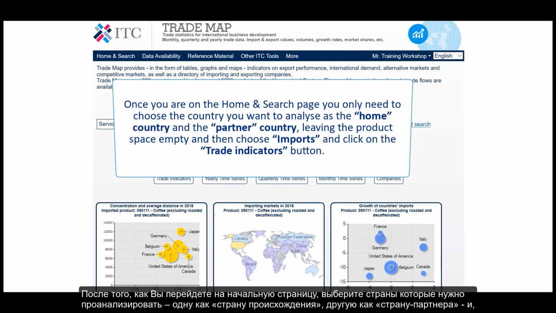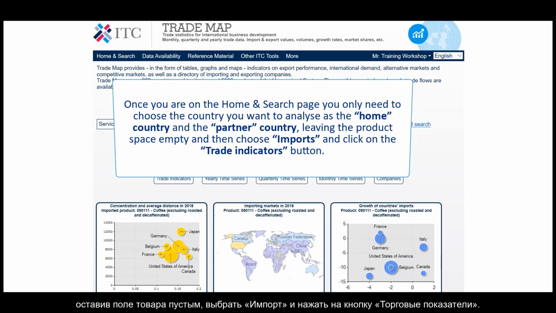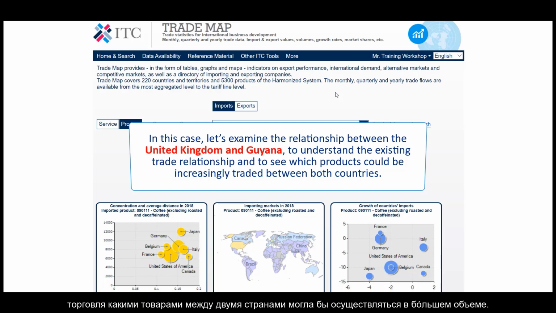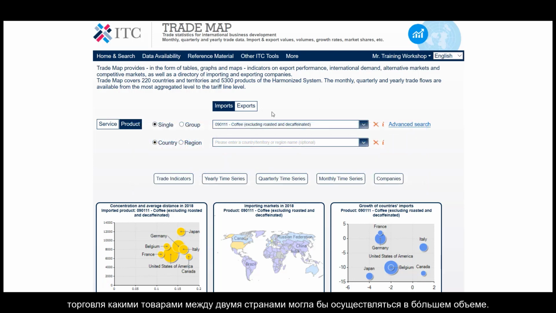Once you are on the Home and Search page, you only need to choose the country you want to analyze as the home country and the partner country, leaving the product space empty, and then choose Imports and click on the Trade Indicators button. In this case, let's examine the relationship between the United Kingdom and Guyana to understand the existing trade relationship and to see which products could be increasingly traded between both countries.